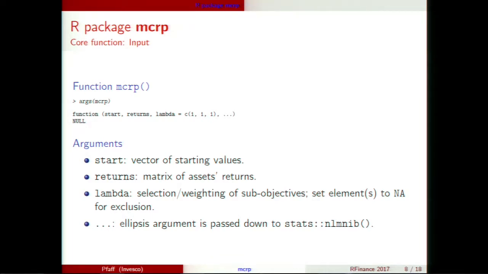And then you have that lambda vector. And here, you are free to set those values. When you set one element of that vector to NA, then that part of the sub-objective of the objective function just drops out of the optimization. And when you would like to double up, you would then just place a 2, for instance, as second element. So here you have complete freedom to do the weighting of these 3 sub-objective functions. And the ellipsis argument, well, this is passed down to the optimizer, to the L-BFGS-B optimizer.